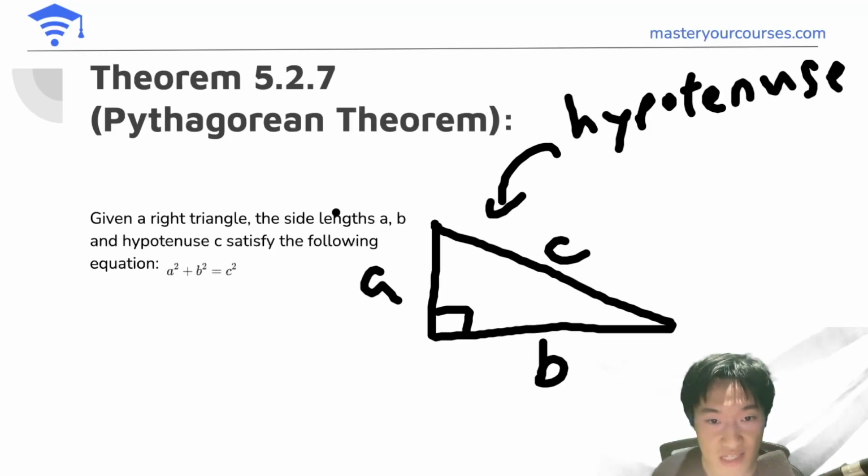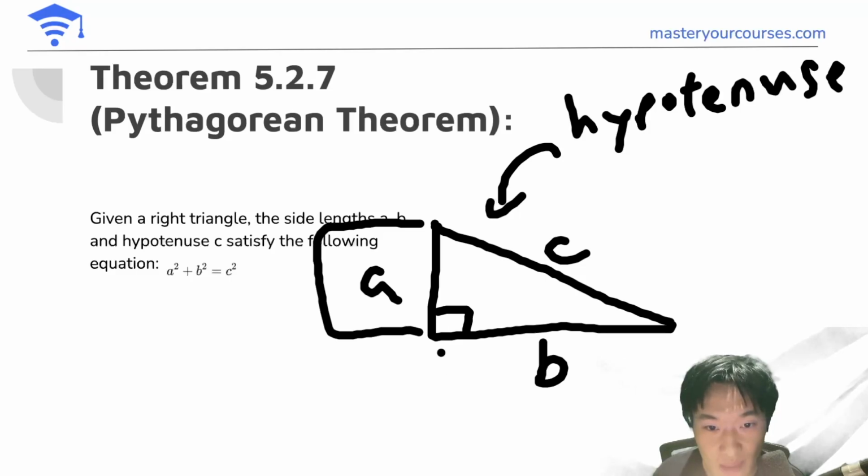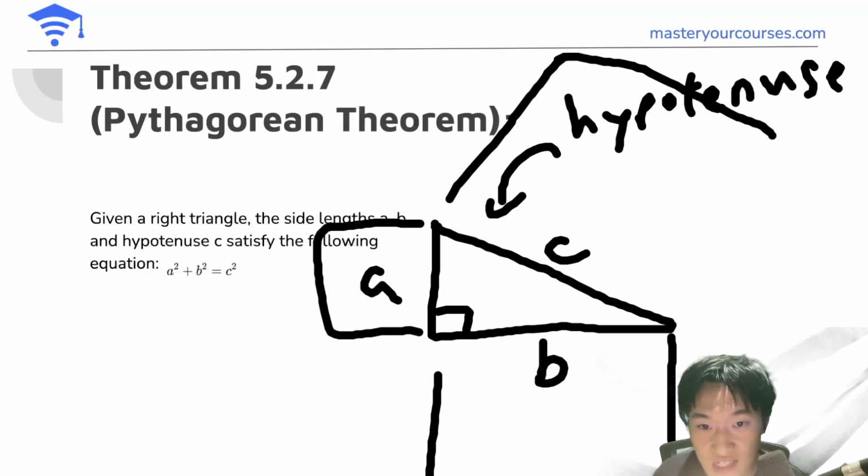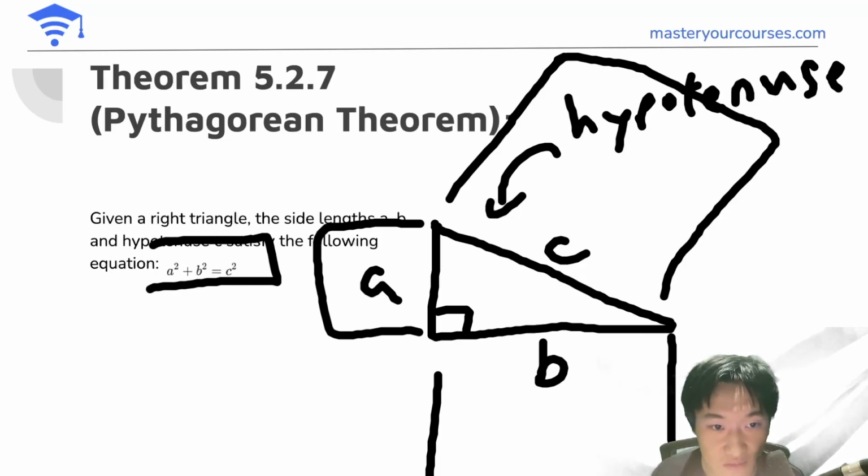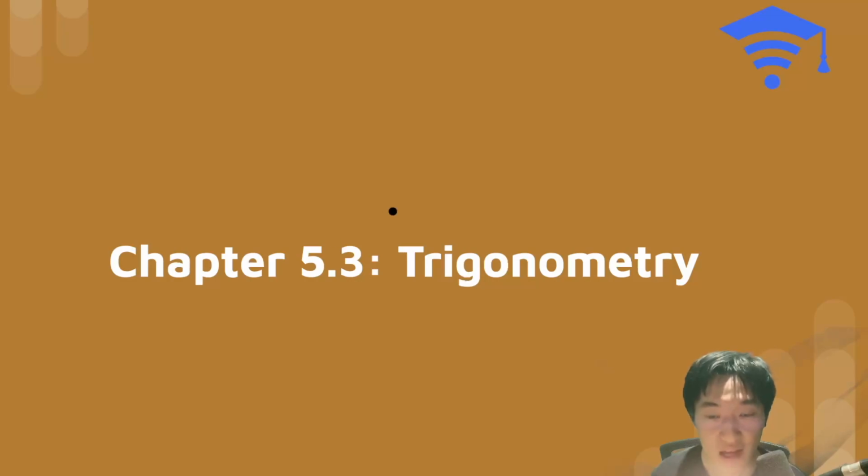Some people visualize this as two squares, A squared and B squared, and the sum being C squared. Now, you don't need to know the proof, but just memorize this identity. If given a right triangle, A squared plus B squared equals C squared. Know that A and B are adjacent to the 90-degree angle, and C is the length of the hypotenuse. Always remember this. And that's it for right triangles. I will see you next time.